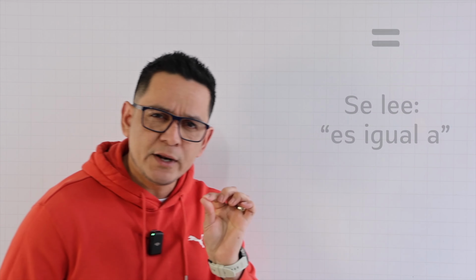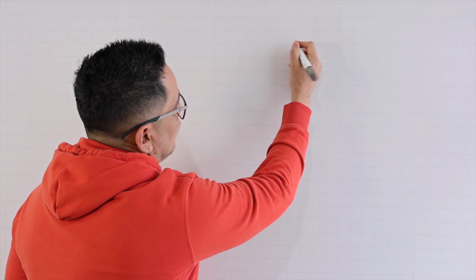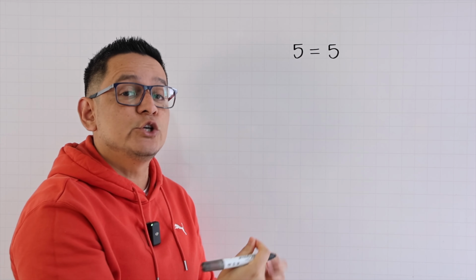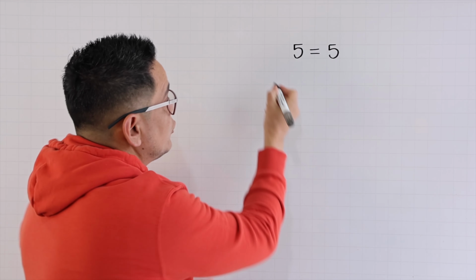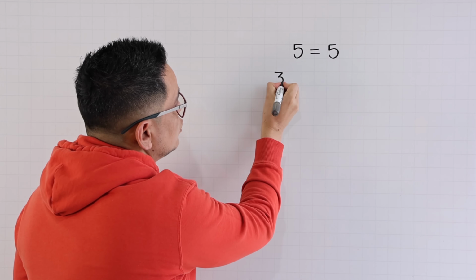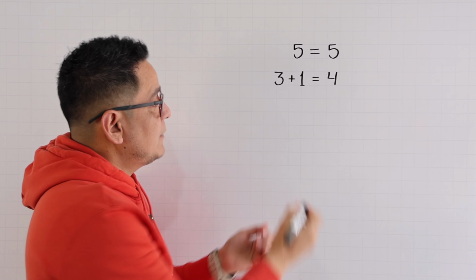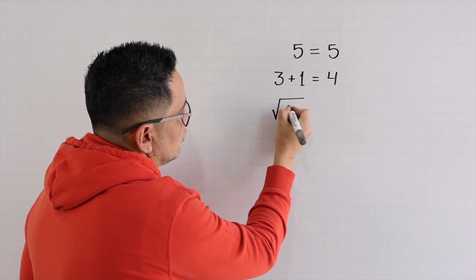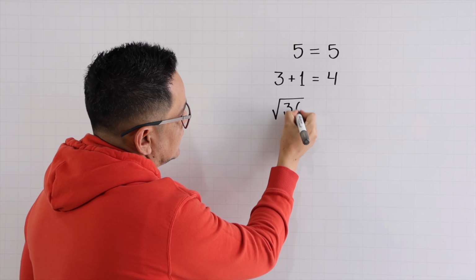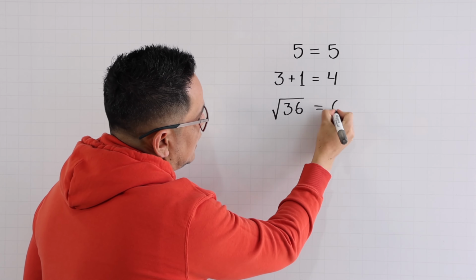We say that there is an equality relationship when two numbers or expressions represent the same amount, and we write it with this symbol. For example, 5 is equal to 5. Here, there is an equality relationship, but it could also be, for example, 3 plus 1 is equal to 4. Or we could even write something like this. The square root of 36 is equal to 6.